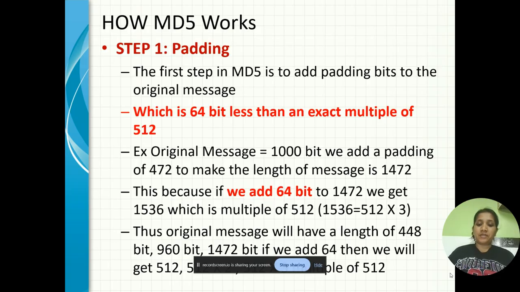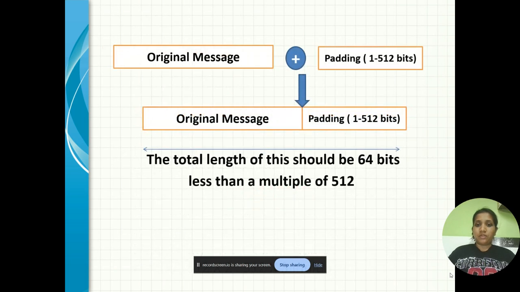Thus, the original message will have a length of 448 bits, 960 bits, 1472 bits, and if we add 64, then we get 512 into 2, a multiple of 512. So the original message plus padding of 1 to 512 bits gives the original message and padding. The total length of this should be 64 bits less than a multiple of 512.